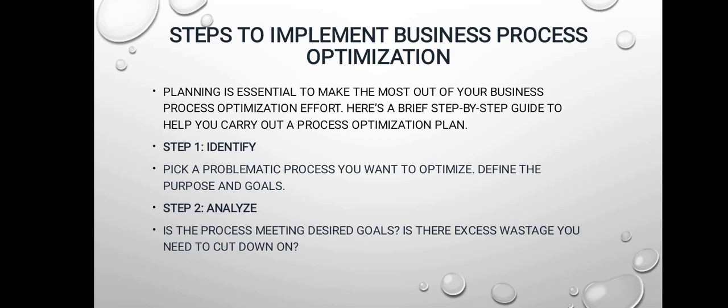Now, steps to implement business resource optimization. The first phase is identify, in which we identify the problem and define the purpose, goal and scope of the project. The second step is analyze. In this step, we check whether we are meeting the desired goals. What are the goals? What we have to achieve, the objective of the project.